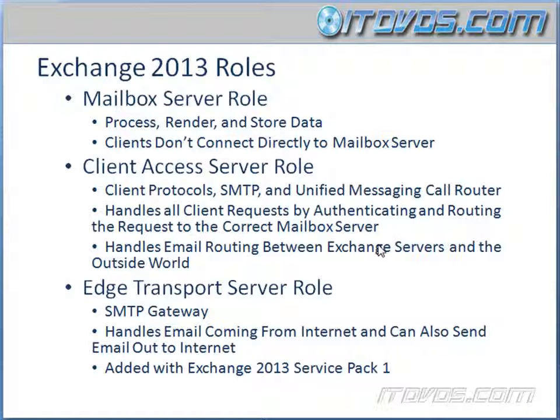Now, in order for our Exchange environment to function properly, we need the mailbox server role and the client access server role. Those two are necessary. The Edge Transport server role isn't necessary, but it's something we normally want to use. But we could also use a third-party SMTP gateway out there, and something else that accepts the mail, does some virus or spam checking, and then sends it to our internal client access server, which would then forward that email to the correct mailbox server.